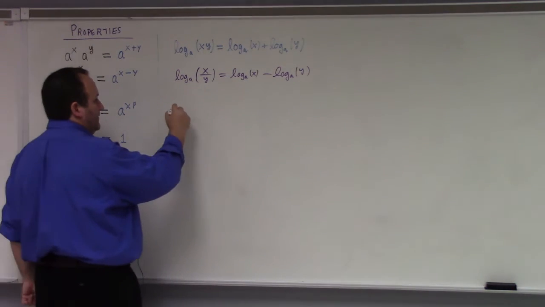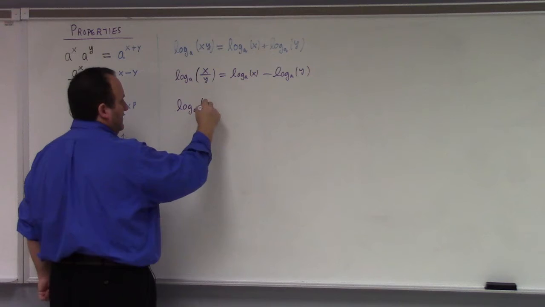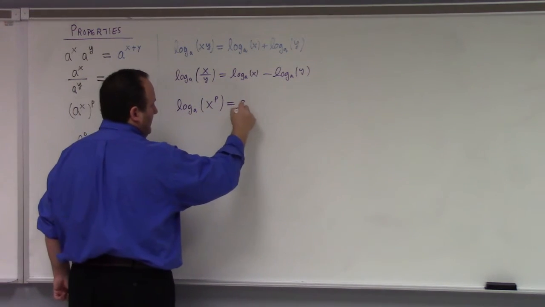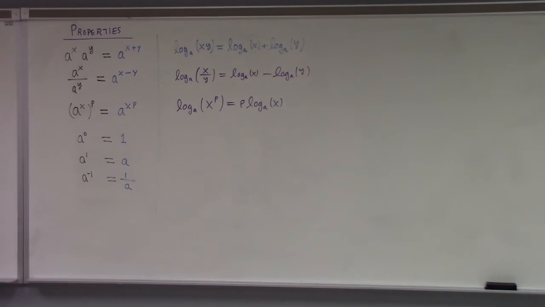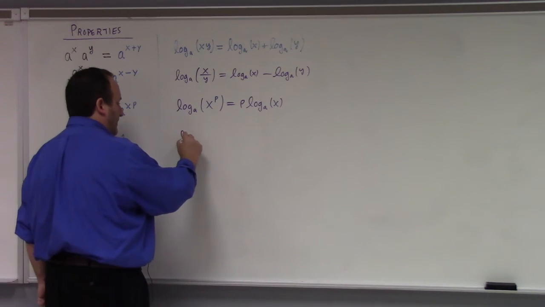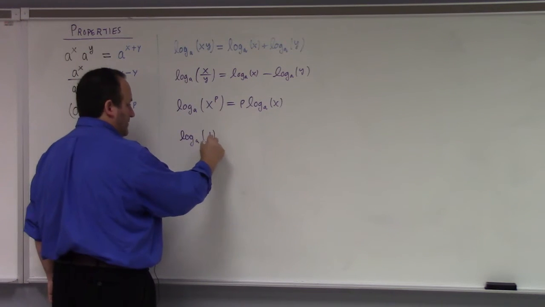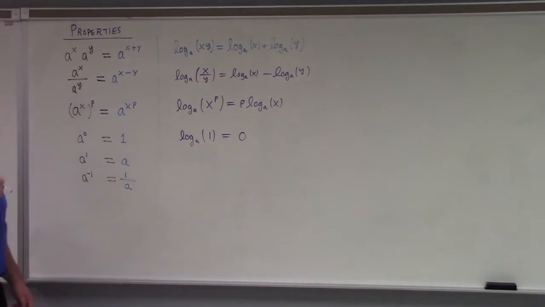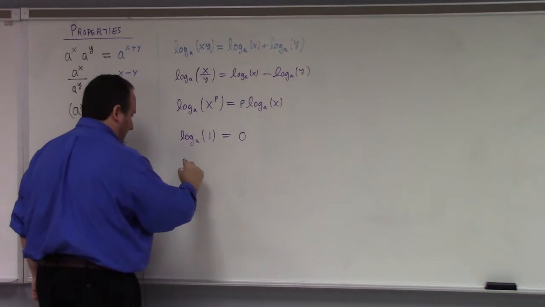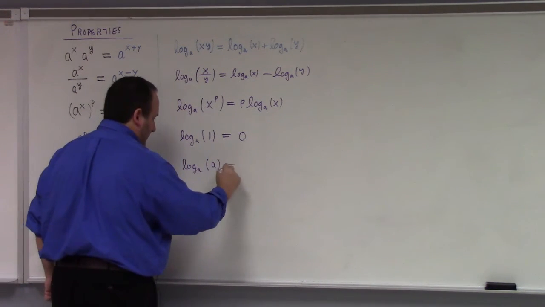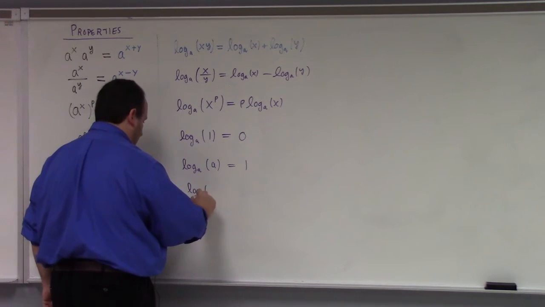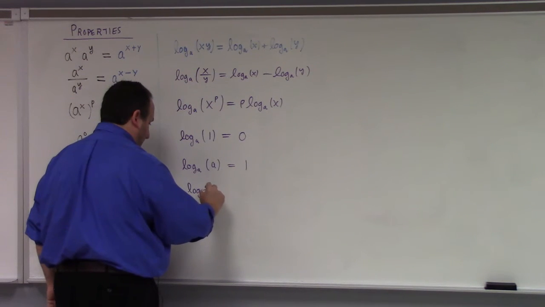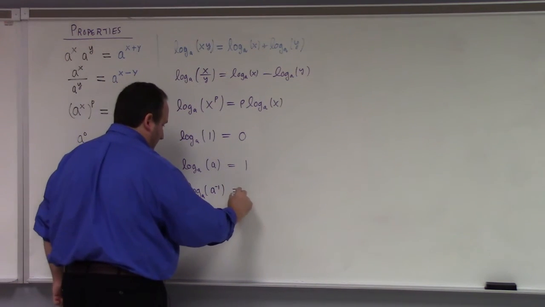The power identity for log is like this: log base a of x to the power p is p times log base a of x. And then here are some basic ones. Log base a of 1 is 0. Log base a of a is 1. Log base a of a to the minus 1 equals minus 1.